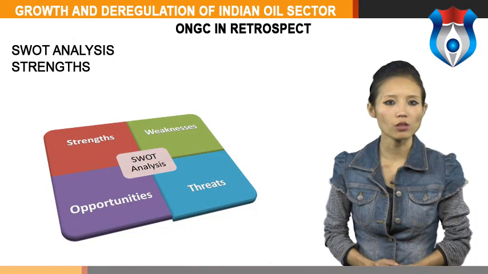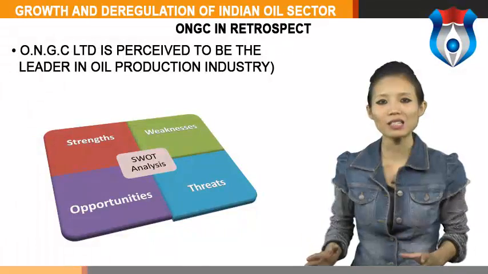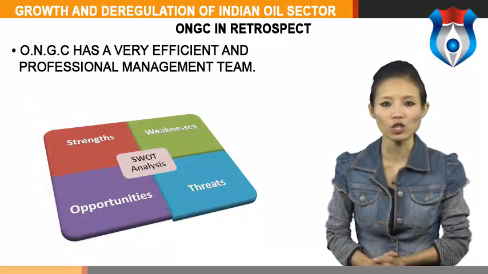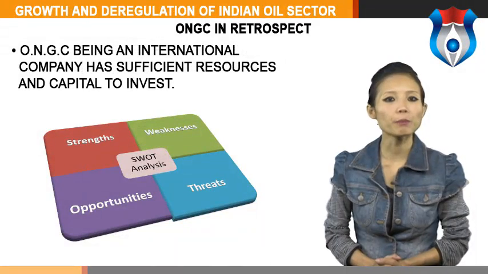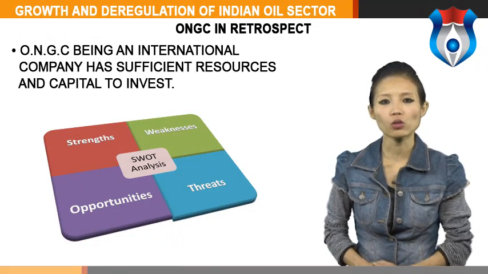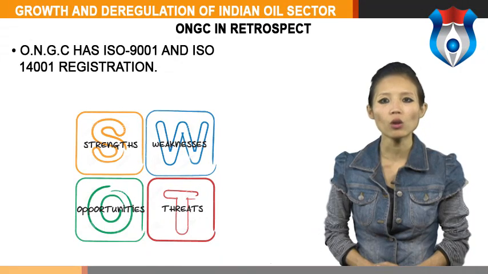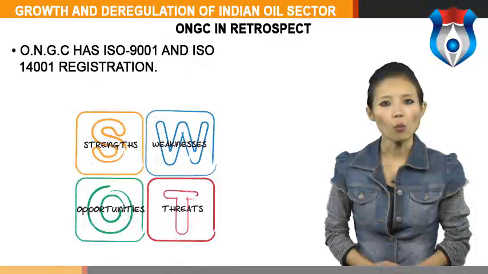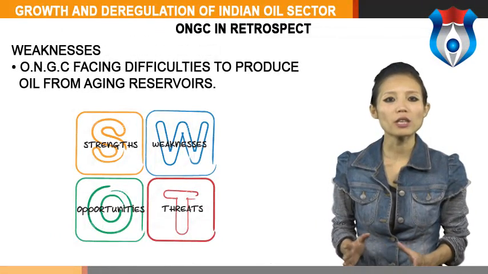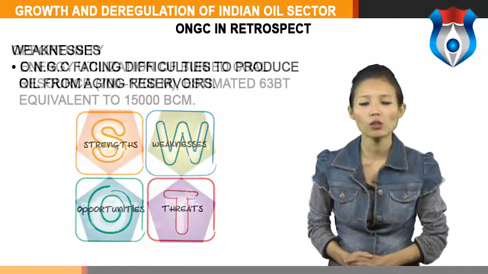SWOT analysis. Strength. ONGC Limited is perceived to be the leader in oil production industry. ONGC has a very efficient and professional management team. ONGC, being an international company, has sufficient resources and capital to invest. ONGC has ISO 9001 and ISO 14001 registration. Weaknesses: ONGC facing difficulties to produce oil from aging reservoirs.